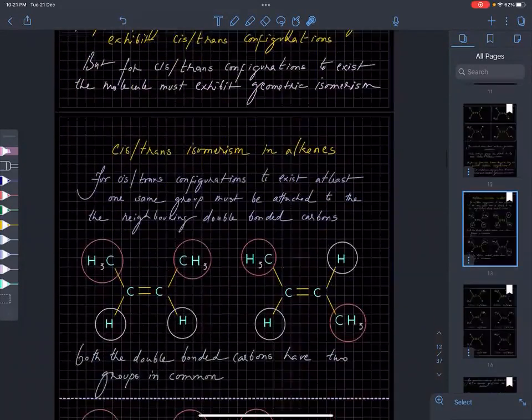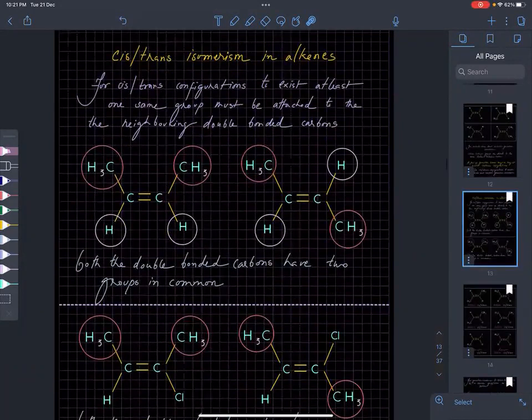Okay, fine. What about these two? Let us give them names. Yeah, these two are actually geometrical isomers of each other. Now, when we have geometrical isomers, we can give them a designation.